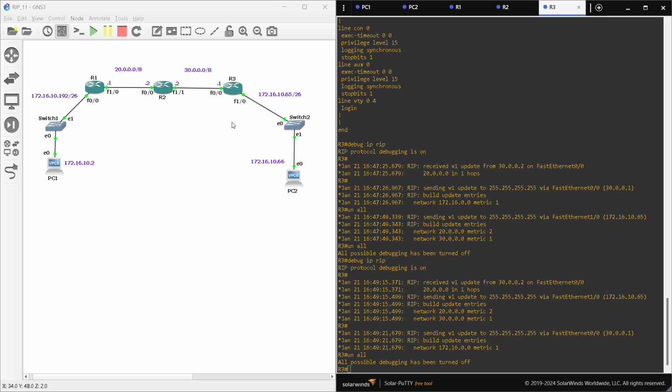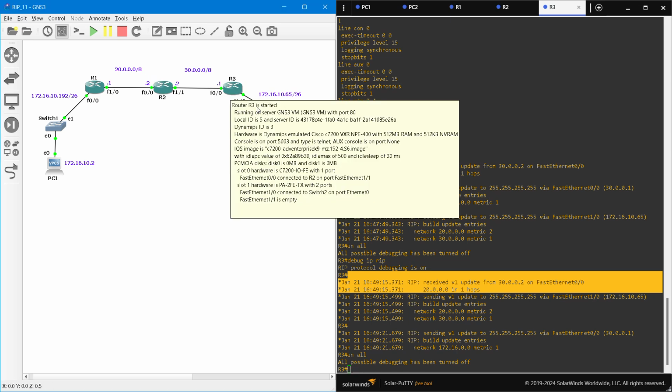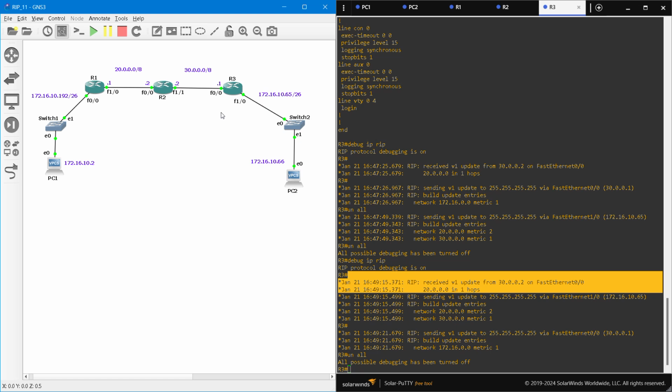I guess in the previous lecture, when we were learning about this topology, I forgot to use the debug ip rip command on R3. So here we are. R3 is receiving from 30.2, via this FastEthernet port, 20.1 with a hop count of 1. So it is getting the information of the 20 network with a hop count of 1, and it is installing the network with a hop count of 1.